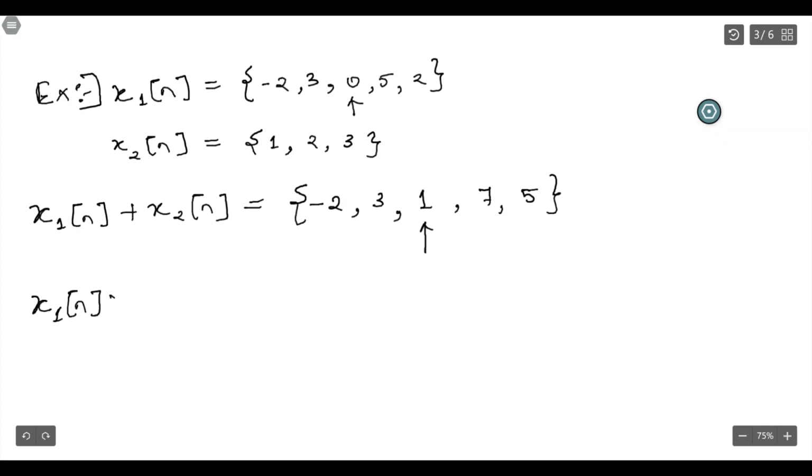Now when we multiply these two signals, we get minus 2 multiplied with 0, 3 multiplied with 0, the origin 0 multiplied with 1, 5 multiplied with 2, and 2 multiplied by 3. So we get 0, 0, 0. This 0 is the one at the origin. Now 5 into 2 we get 10, and 2 into 3 we get 6. So this is how we multiply and add two signals.